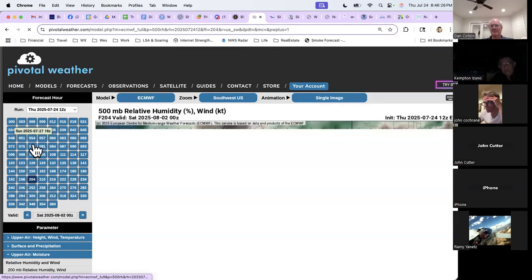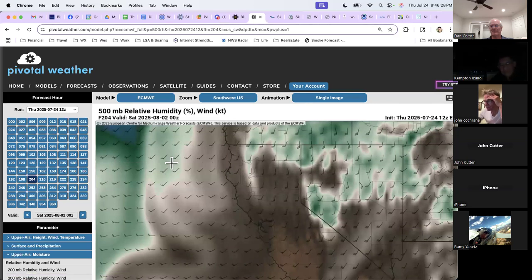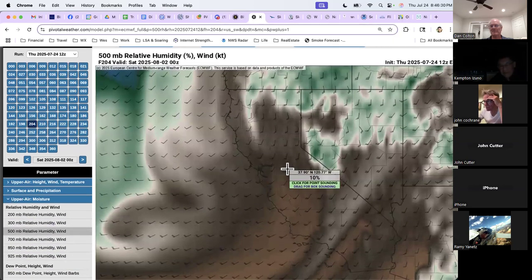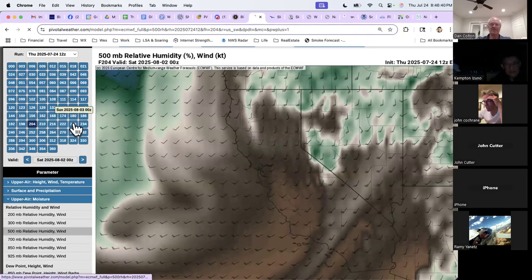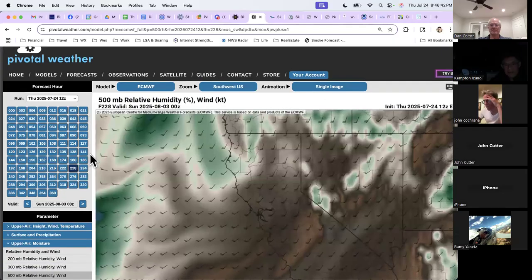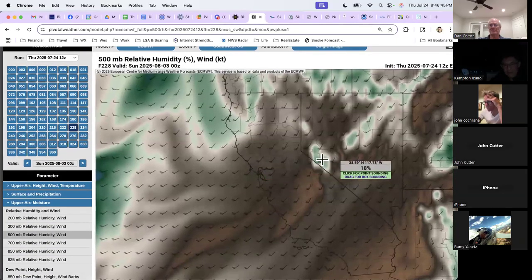Let's go to Friday. Similar. It's been a continuous south flow too. You may be able to get out to Hawthorne, down to the north end of the Whites. That's about it. Let's keep on going. This is Saturday. Oh, it dries out even more.